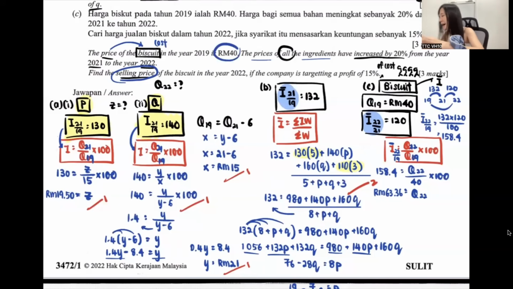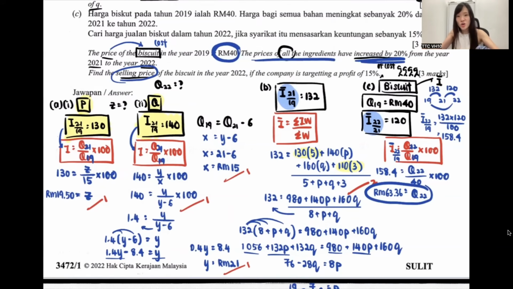You buy a biscuit from the supplier and then you sell it out. But the 40 ringgit they say is the price you buy from the supplier, so that is your cost. The cost in 2019 is 40 ringgit, but the cost in 2022 becomes 63 ringgit 36 cents already. That's why they say increase by 20%, for all the ingredients. So the price you buy increases, and the price you sell out also increases.